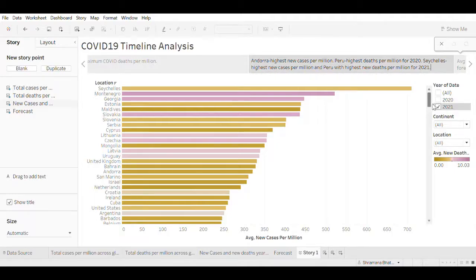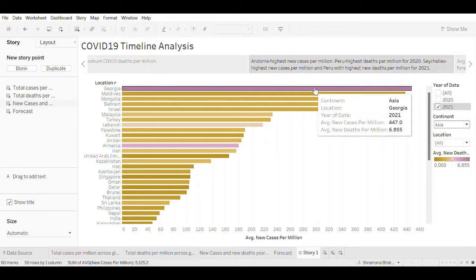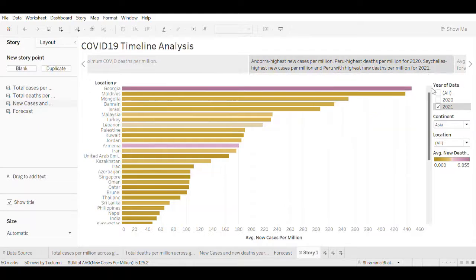Before I move on to the next part, let's just quickly check for Asia. It's Georgia. In 2021, Georgia has the highest cases and highest deaths also. Very high share of purple, you can see.